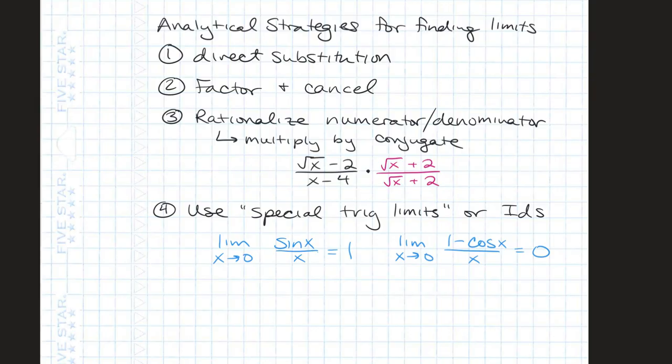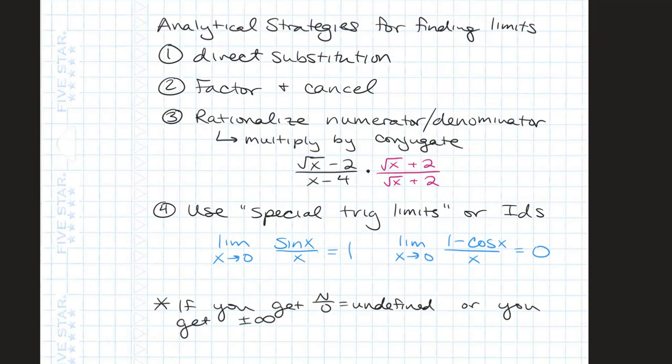You can also start, if you know the shape of the graph, you can think about the graph since we're all pretty strong in that aspect. Our last little caveat to ourselves is if you get a number over 0, which we know is undefined, or you get either positive or negative infinity as the answer to your direct substitution, however it took you to get there. If you had to factor then direct substitute, either way, if you get these, then the limit does not exist.